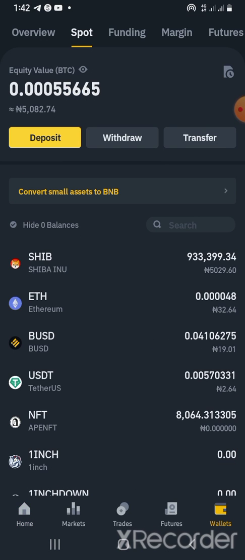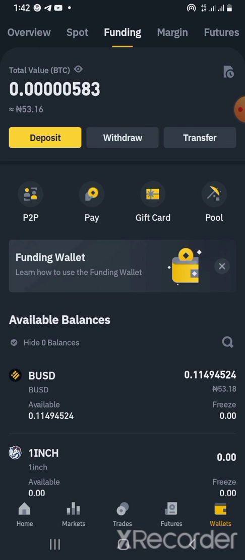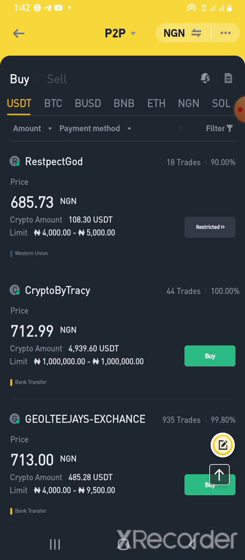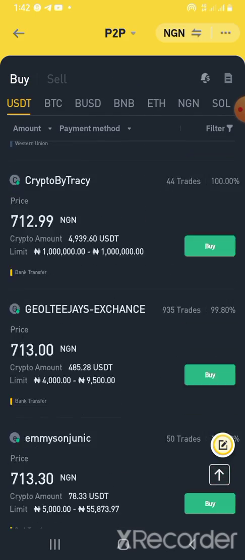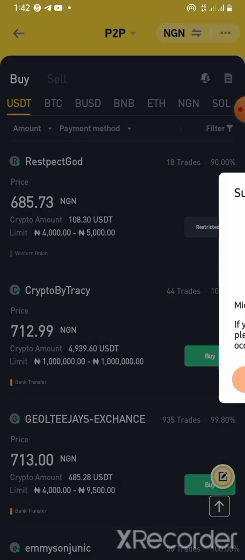That is a way you buy and sell cryptocurrency, especially stable coins, and you make your profit. So to go to your P2P section, you have to click on your wallet. Once you click on your wallet, you click on your funding, then you click on P2P section. Now, there are ways to use this particular P2P section to make good profit.